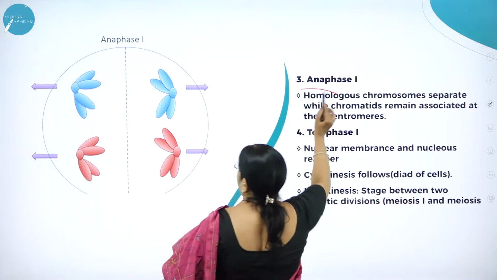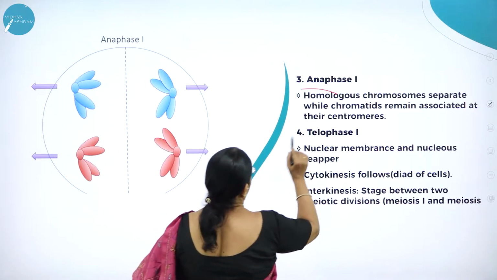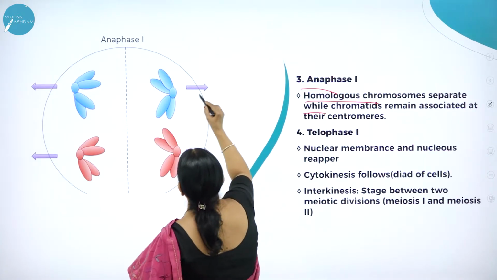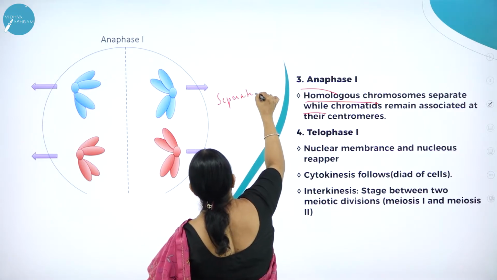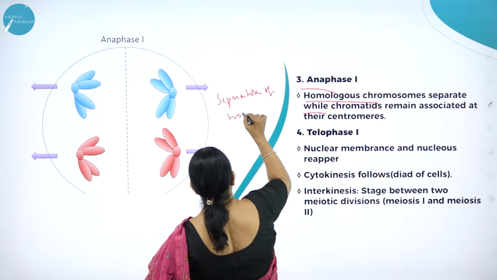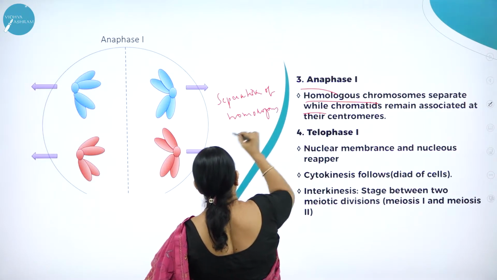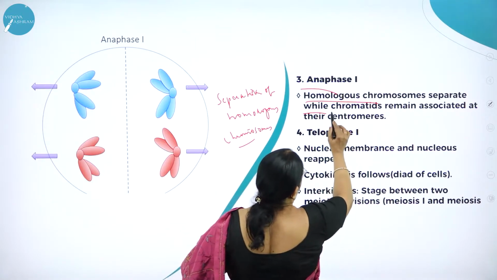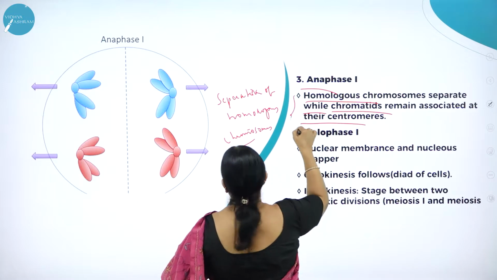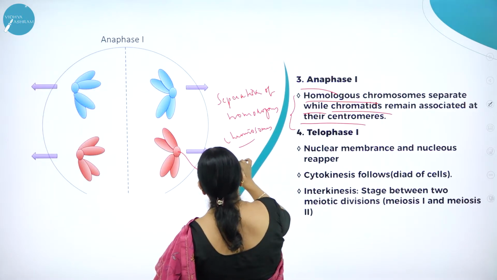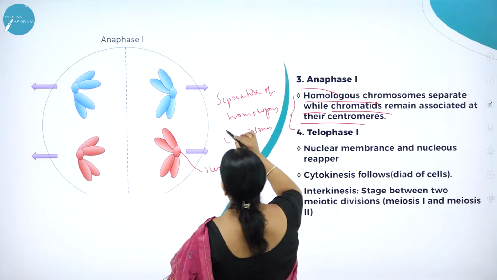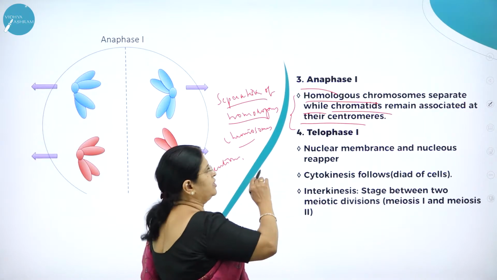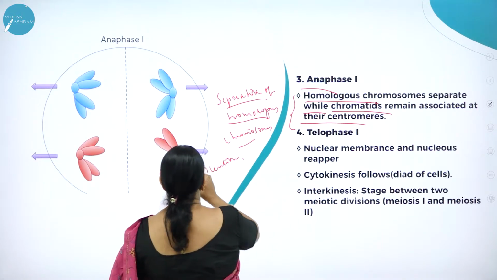Moving on to anaphase 1. Here you can see in this beautiful picture anaphase 1 of meiosis 1. Homologous chromosomes separate. Here you can see the separation of the homologous chromosomes, while chromatids remain associated at the centromere. Here you can see the centromere. Hope you have understood. So what will happen in anaphase 1? Homologous chromosomes separate while chromatids remain associated with their centromeres.